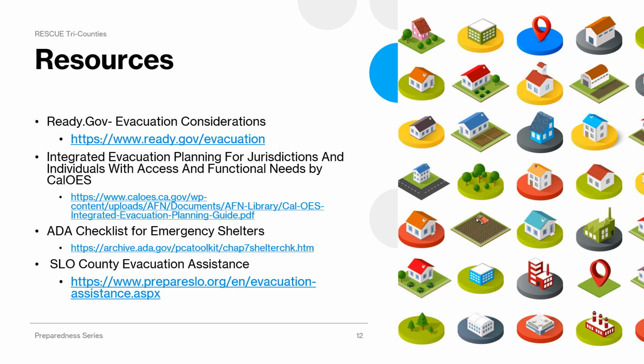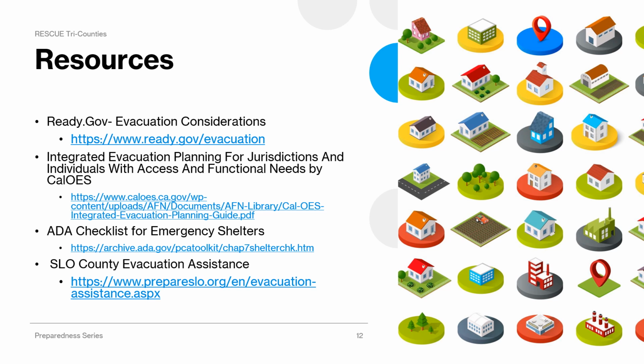The first resource is from Ready.Gov and gives you considerations for evacuation planning. The second resource is a guide by CalOES for jurisdictions based on the two bills we were talking about in the slide before the video. The next is a resource that you can use for self-advocacy. It's an ADA checklist for emergency shelters.